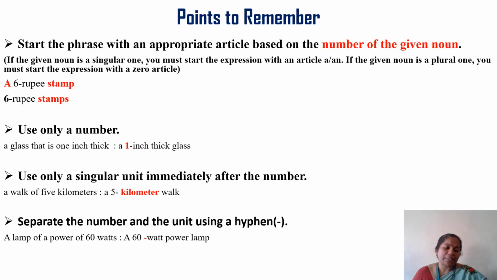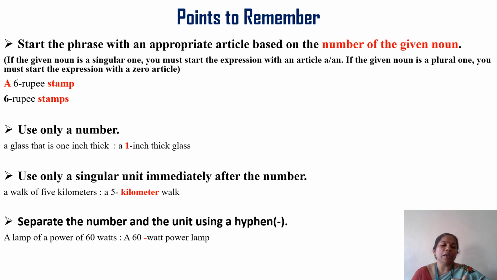While writing numerical expressions, we have to ensure certain points. The first and foremost is that you have to start the numerical expression with an appropriate article sometimes. Sometimes we may be given a singular noun. Whenever the noun we talk about is singular, such a singular noun should be preceded by an article, a or an. Sometimes we may have a plural noun. Such a plural noun should not be preceded by any article.